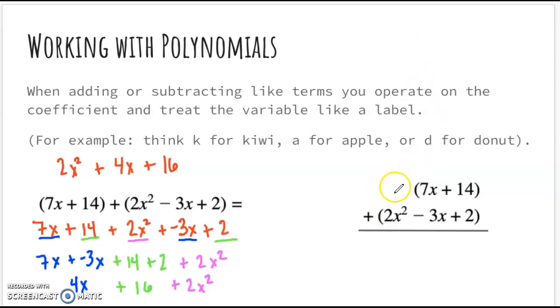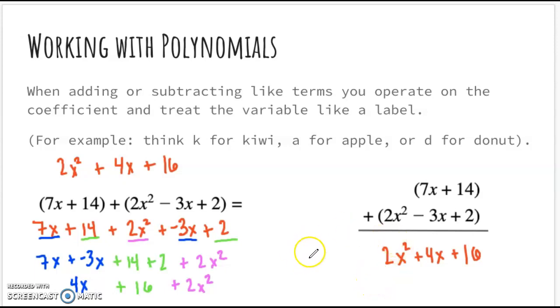All right, so if I just start adding, I've got my 14 plus my 2. That gives me my 16. Right? And then I've got my 7x plus my negative 3x, right? So that's going to give me my 4x. And then my 2x squared is just right there. Okay, it doesn't add with anything. And I've got my final answer.